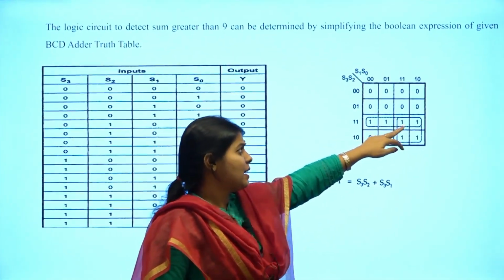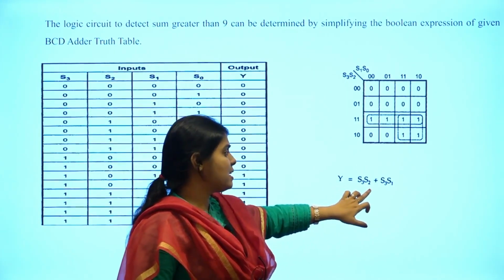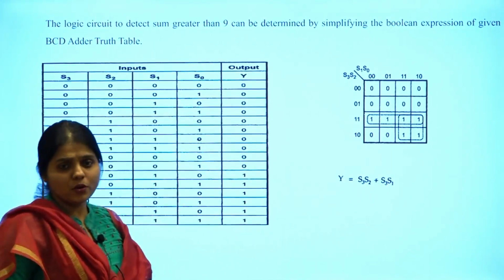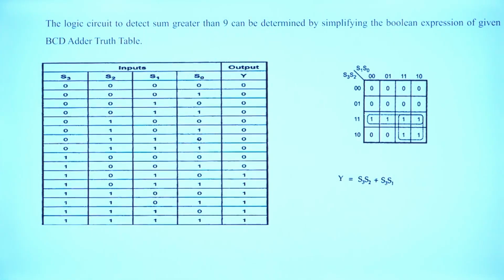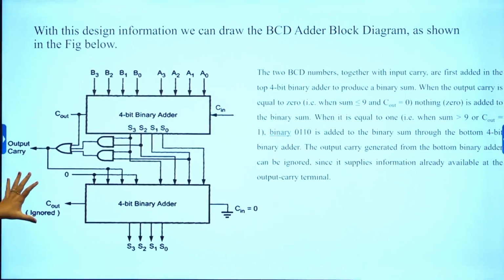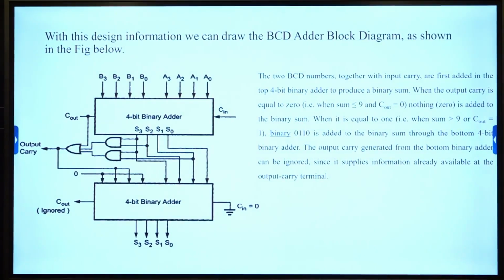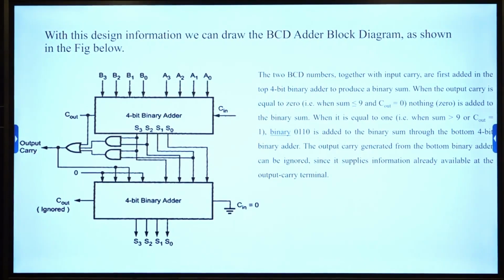As you can see, I can form 2 quads, and the resultant of these 2 quads will be S3 S2 plus S3 S1. Okay, so this is the truth table for the decimal adder, and that is the K-map from which I've got the reduced expression. Now using that reduced expression, this is the logic diagram for the 4-bit decimal adder or BCD adder.